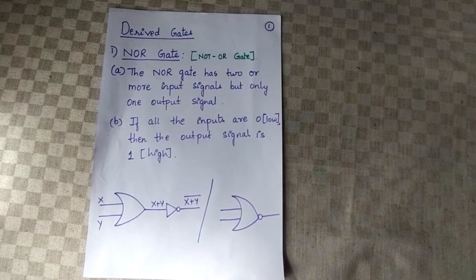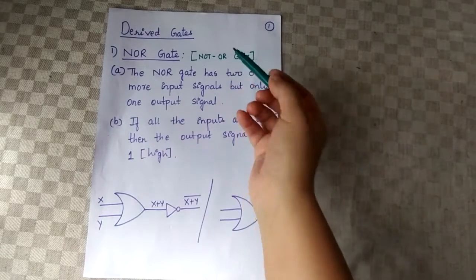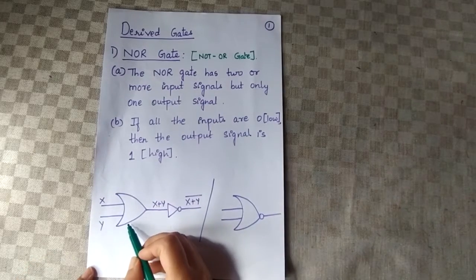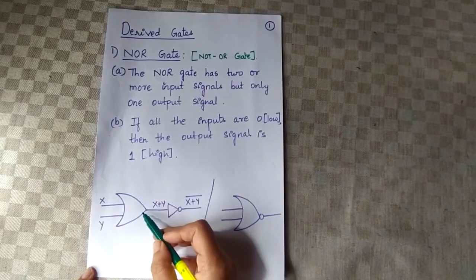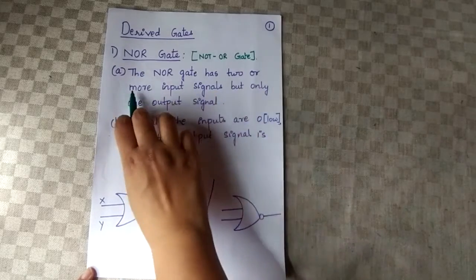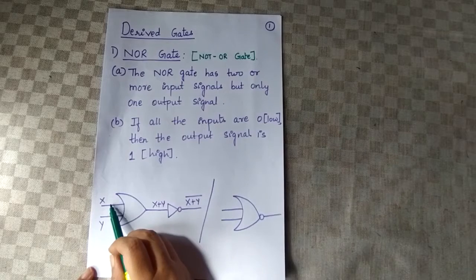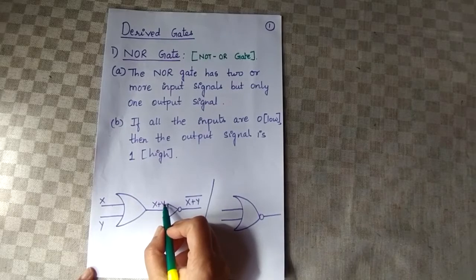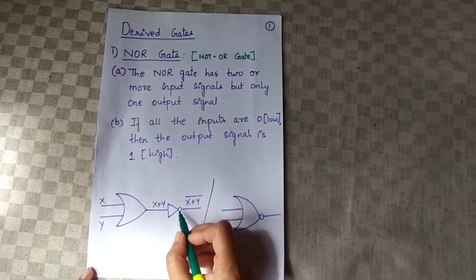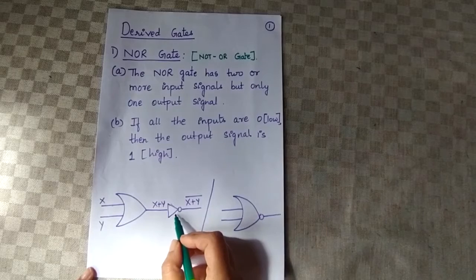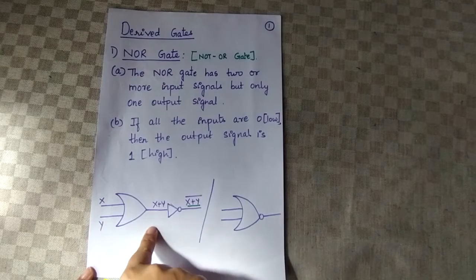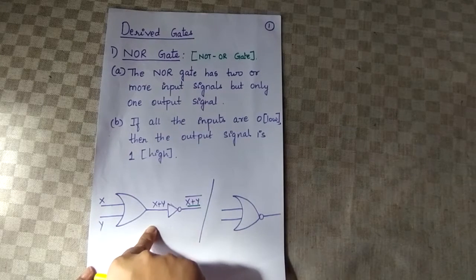Now let us see the logic diagram for it. We say not OR. So the logic diagram for NOR gate goes like this. You have to first draw the OR gate. It can take two or more input signals, so let me take the example for two inputs, x, y. It produces x plus y. And then we have to apply NOT gate to it. Applying NOT gate to the OR gate gives you the result of NOR gate. This is one way of drawing the logic diagram for NOR gate.